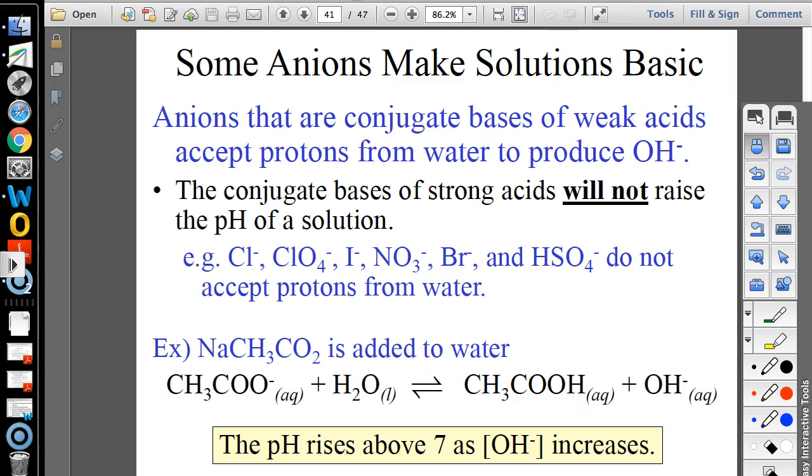But if I add something like, check this out, I have sodium acetate. Acetate is the conjugate base of a weak acid. So if this dissolves, it's going to make acetate in the water. So that is going to increase the pH because acetate is the conjugate base of a weak acid. So it's a strong base. Strong base raises pH.